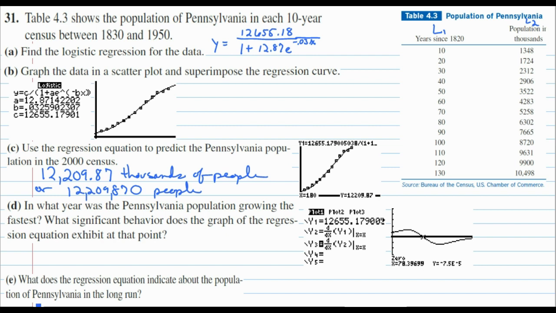Part D, in what year was the Pennsylvania population growing the fastest? So now, in the last question, they asked us to find the inflection point and tell what it means. We're looking at where the population is growing the fastest. So where it is changing the fastest, a maximum in the velocity. A maximum in the velocity is going to be found by an inflection point. So that's what I did.